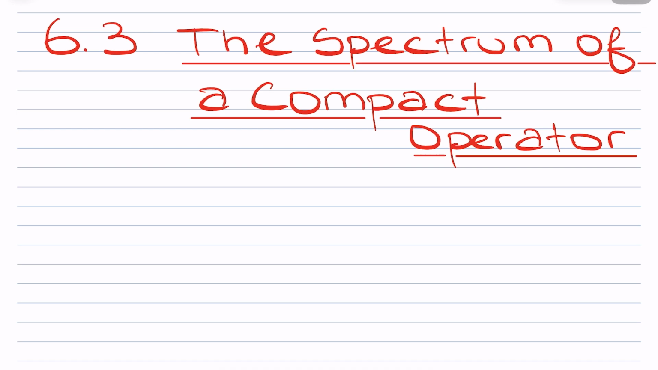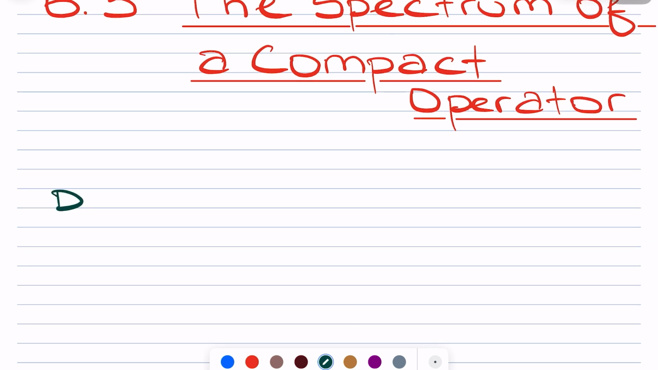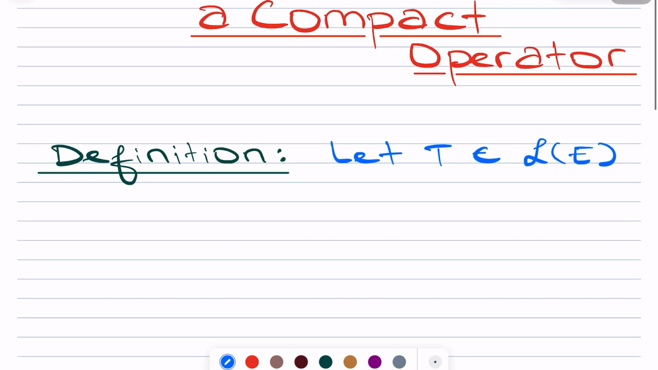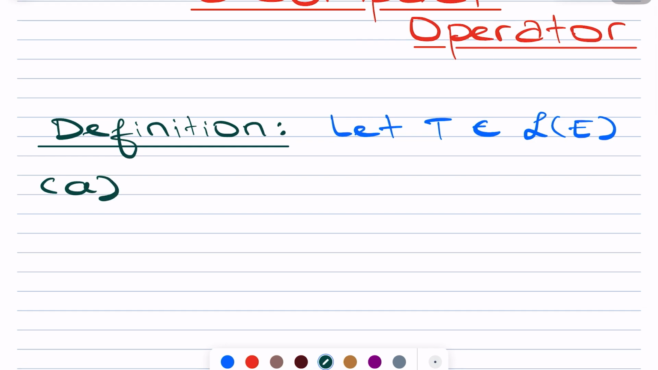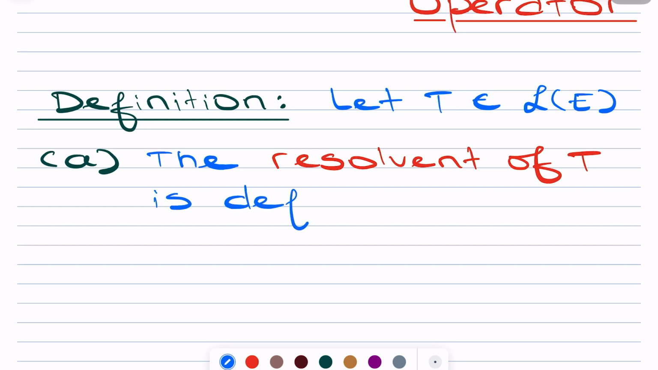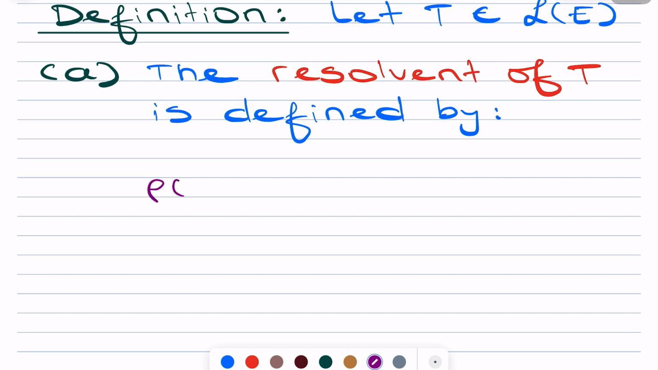Definition. Let T be a linear bounded operator from E into itself. We start with the first definition, A. The resolvent set of T is defined by, we call it rho of T. I think this is the usual notation.